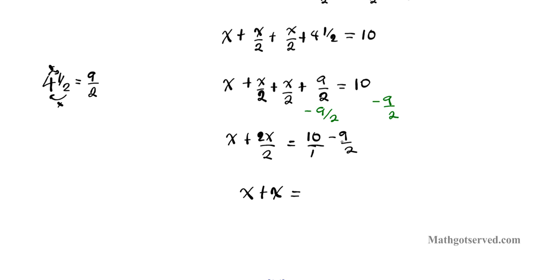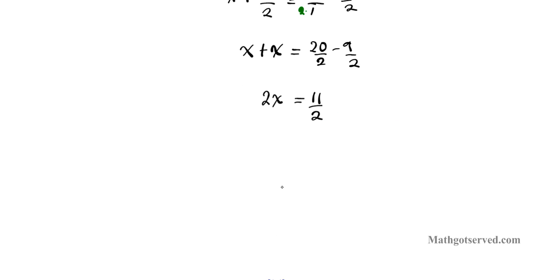We can write it as 10 over 1. Now, how do we subtract 9 over 2 from 10? We find the LCD. To do that, you multiply top and bottom by 2. And then this becomes 20 over 2 minus 9 over 2. Okay? So we have 2x, since x plus x is 2x. And then when you combine these two, 20 minus 9 is 11 over 2.